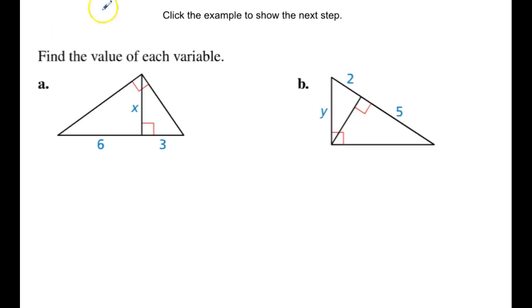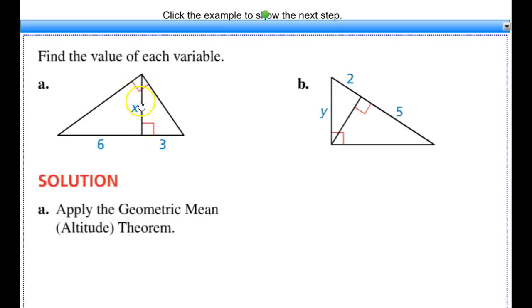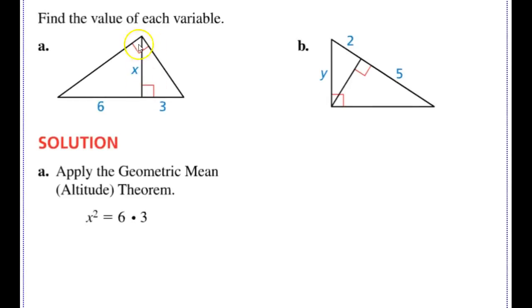So now let's go ahead and see this in an example. I want to find the value of each variable. Since I'm looking for the height of my altitude, I want to apply the geometric mean theorem. So I know that x squared is going to be equal to 6 times 3.